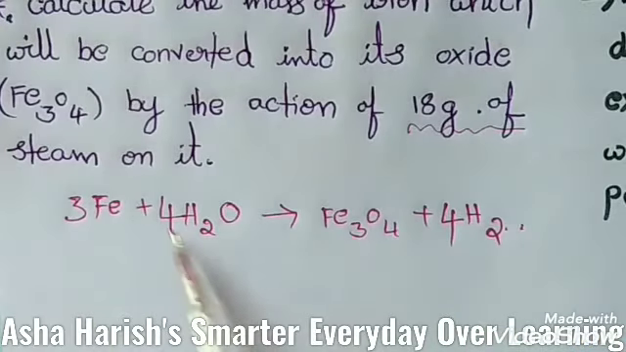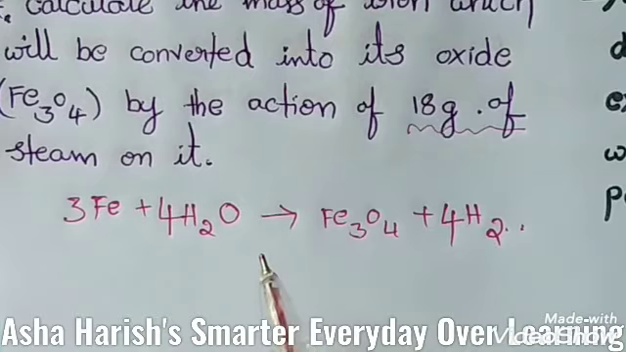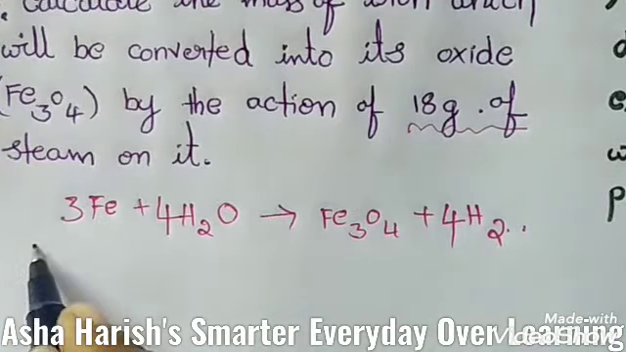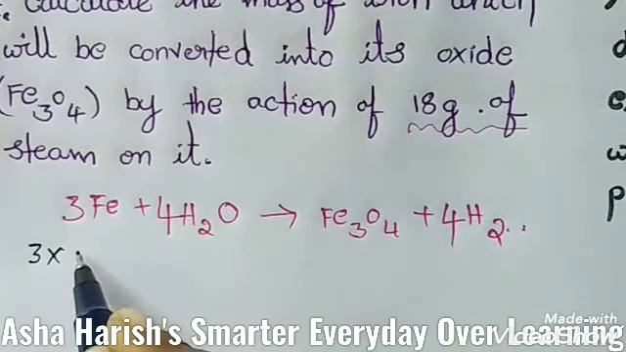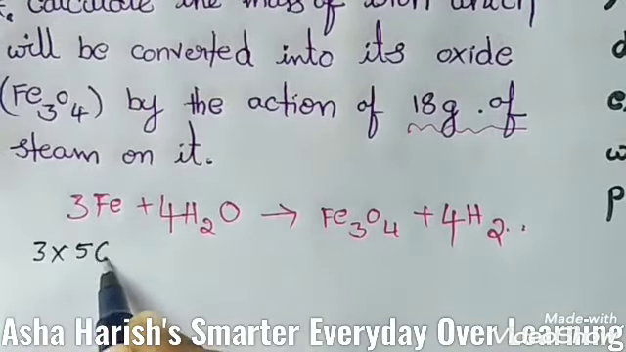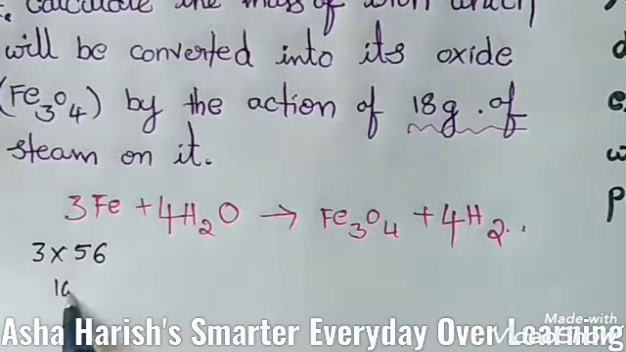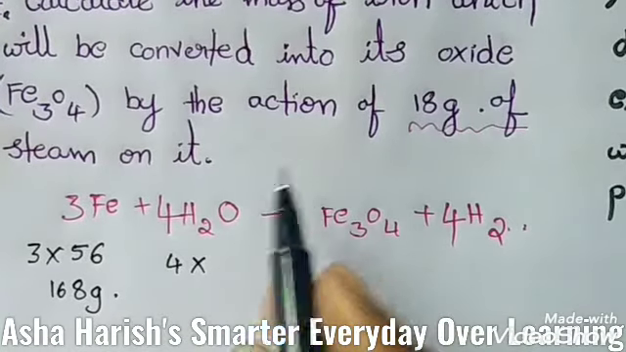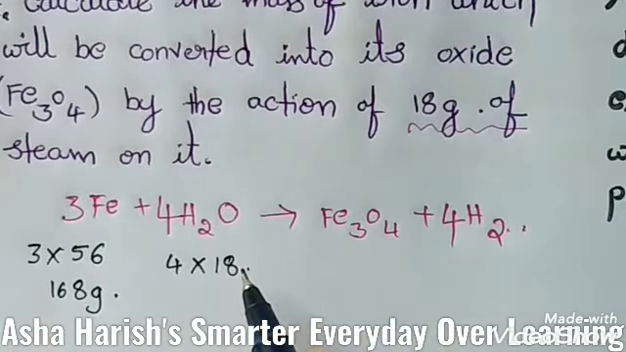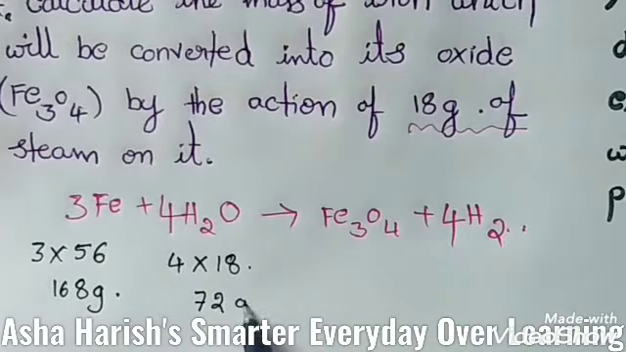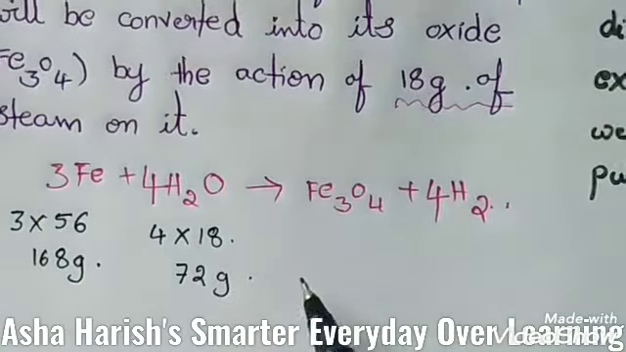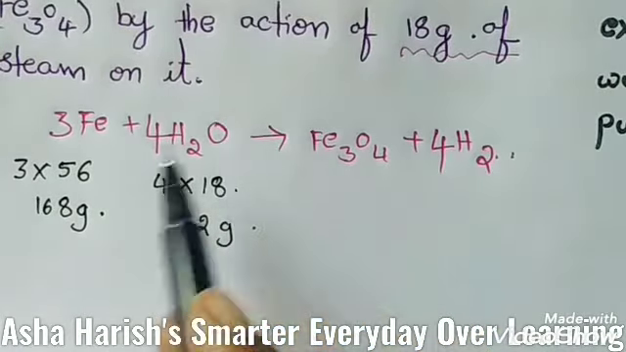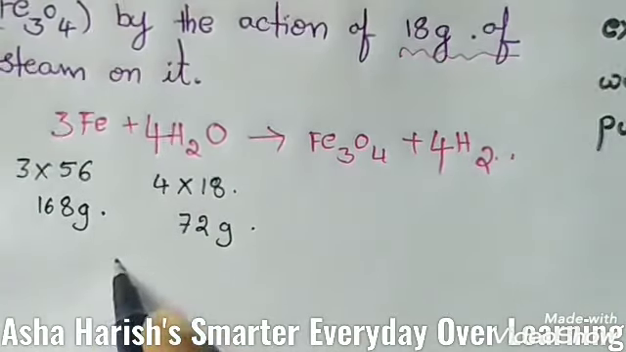Coming to iron and water, you have to calculate the molecular masses of these. Iron, here 3 atoms into atomic mass 56. So students, how much is it? 168 grams. Now 4 into water molecules, how many? 4. So 18 is the molecular mass of water, so it is 72 grams. Thus students, basing upon this calculation, you can say that 72 grams of steam react with 168 grams of iron.